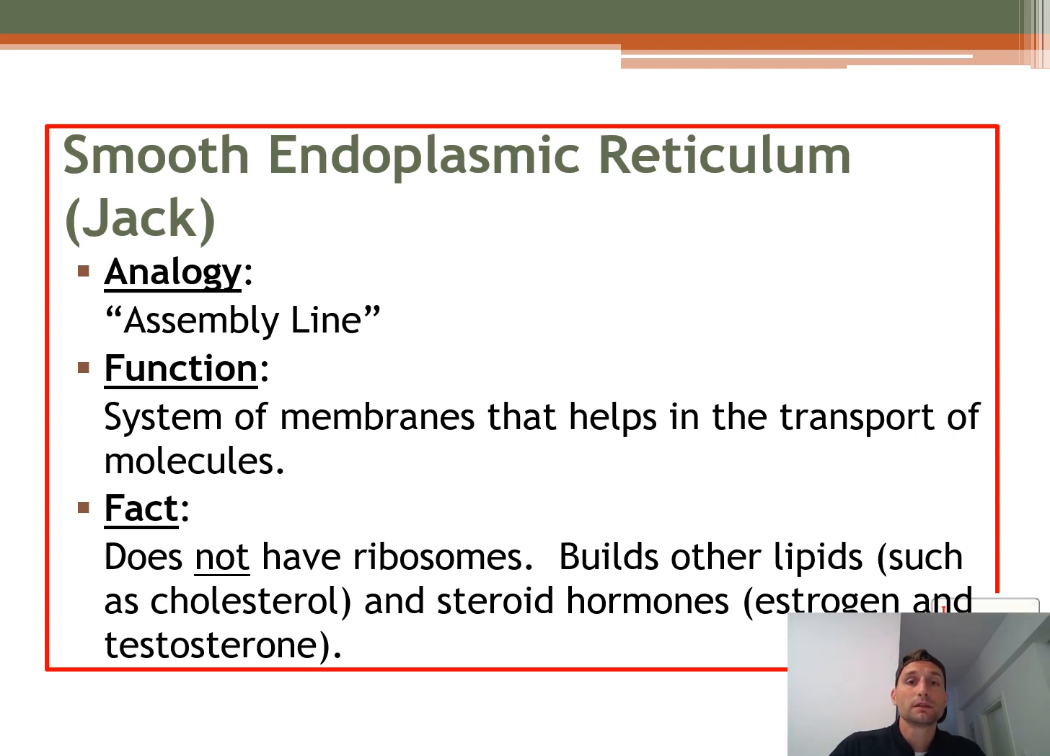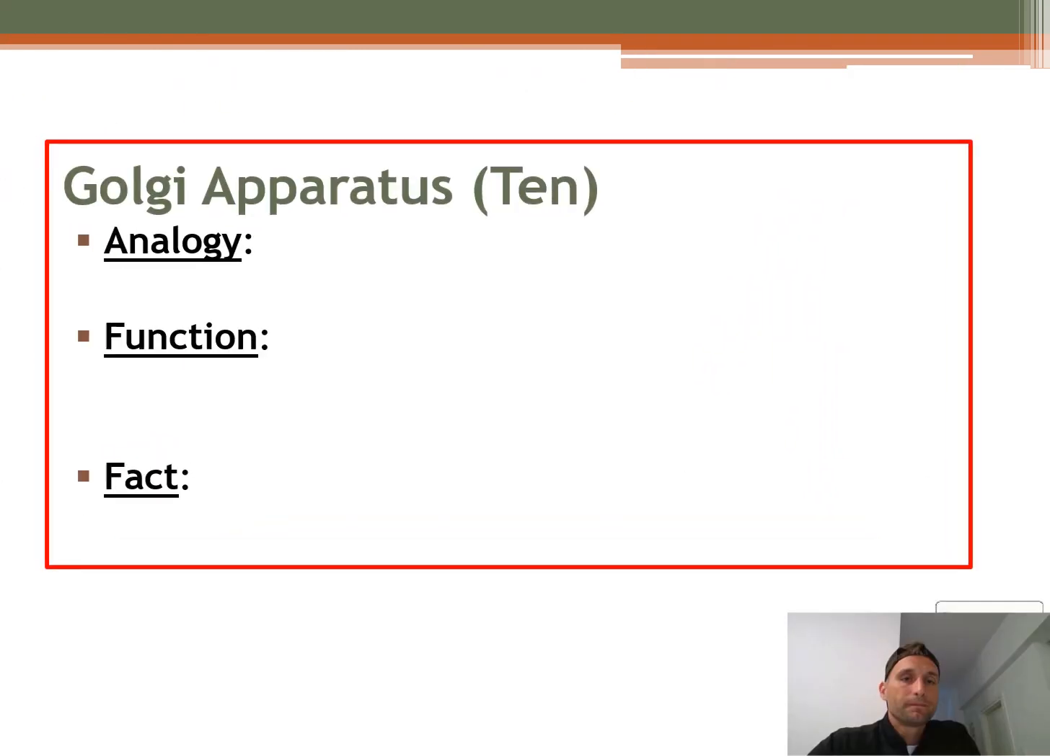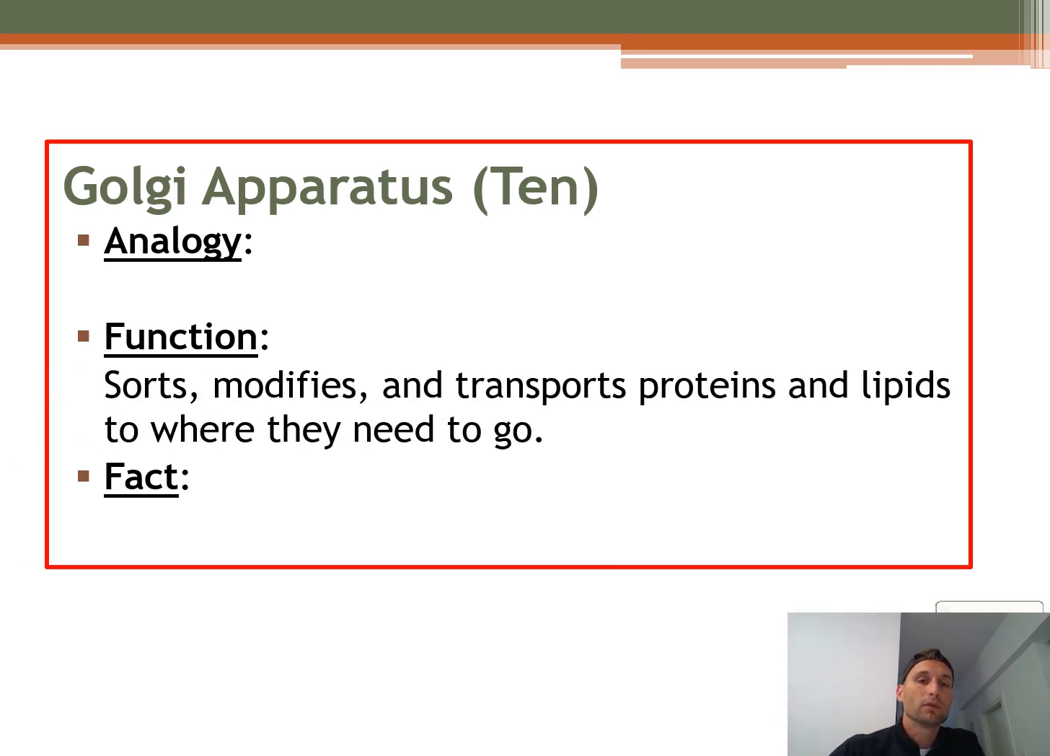And we are moving on to the next organelle, which is the Golgi apparatus. The Golgi apparatus is another membrane-bound organelle that's really important. As molecules move down the assembly line of the ER, they come to the Golgi apparatus, and the Golgi apparatus will sort, modify, and transport any proteins and lipids so they can go where they need to go.